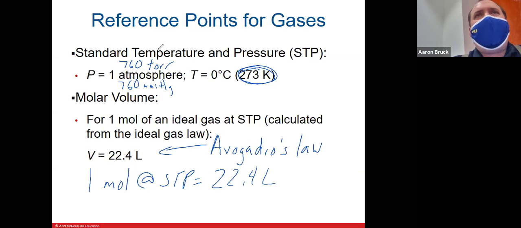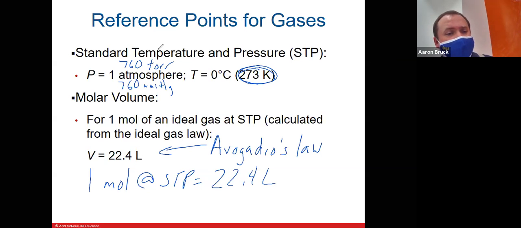This is one of the big things that Avogadro came up with. And if you want to talk about the evolution of where Avogadro's number comes from, that 6.022 times 10 to the 23rd, a lot of his gas laws work ultimately helped to fundamentalize what the fundamental unit for the mole was.